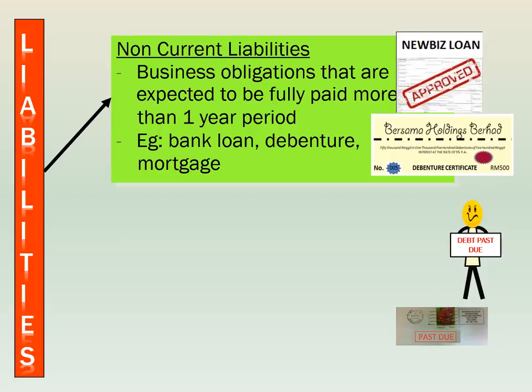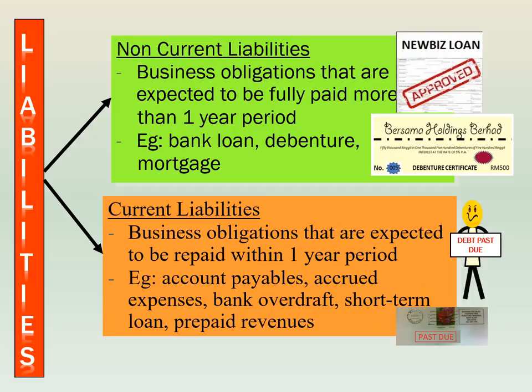For example, we secure a bank loan from the bank, and the bank loan normally will take you 3 or 5 or 10 years to pay back fully, not the installment, but fully paid the debt. It depends on the duration you take to fully pay that obligation. So if it's more than 1 year, it will be classified as non-current liabilities. And another part of liability is current liabilities.